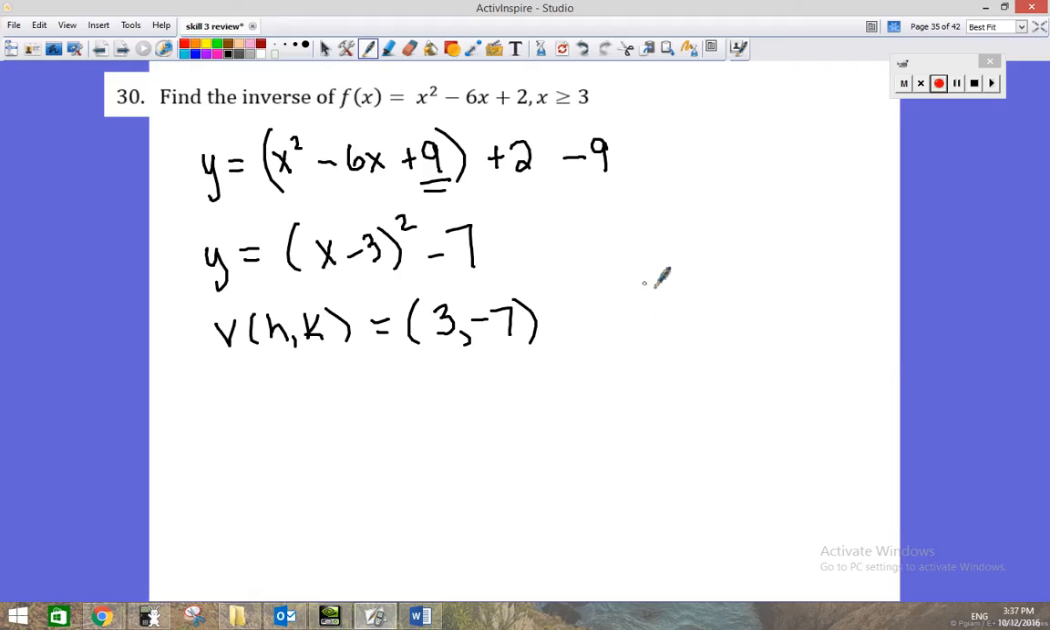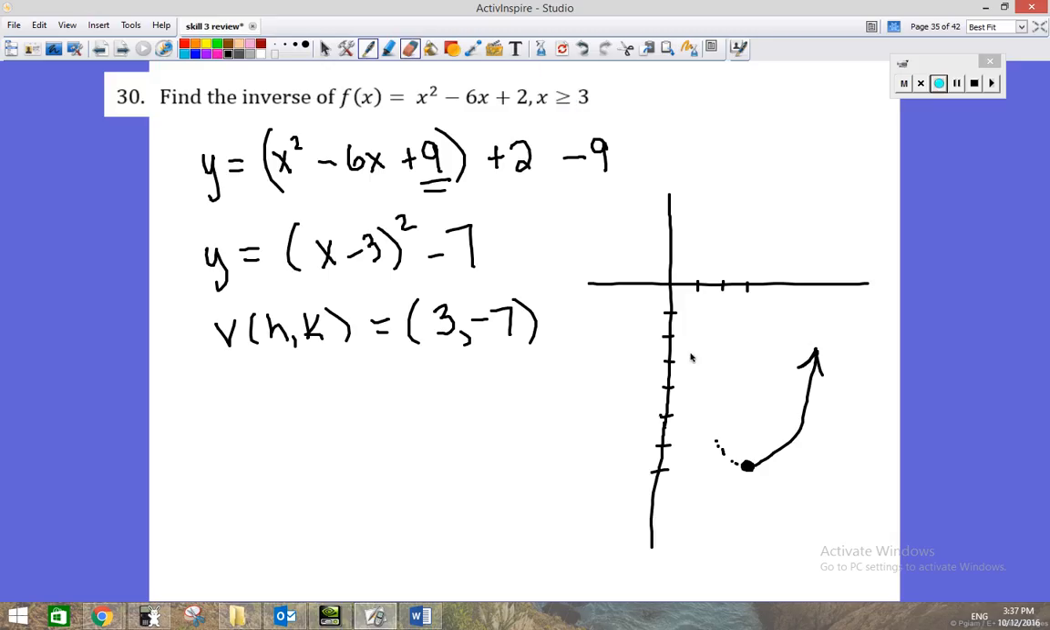My vertex is here, and I only have the right half of the parabola. We're throwing out the left half because the values of x are greater than or equal to 3. So since this passes the horizontal line test, and I already knew it was a function, it passed the vertical and now it passes the horizontal, it's a one-to-one function. So I know the inverse is going to be a function.